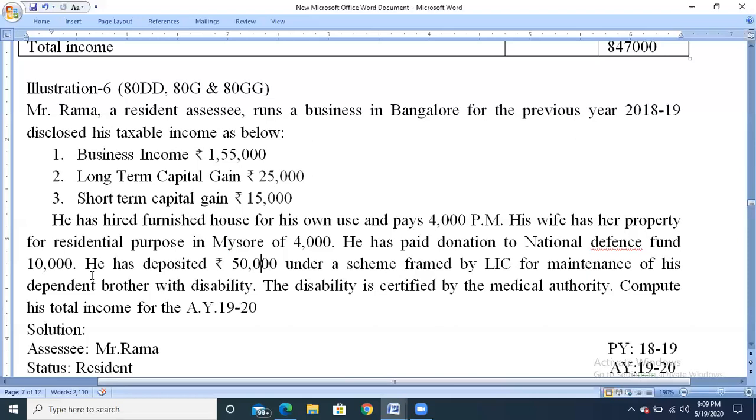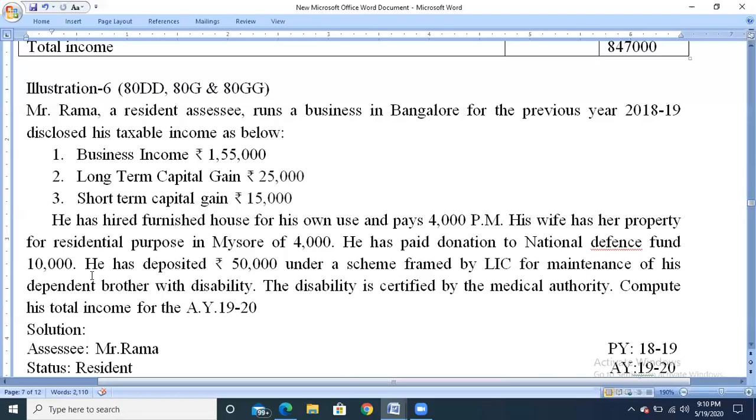One, 100% deduction without limit; 50% deduction without limit; 100% deduction with ceiling limit; and 50% deduction with ceiling limit. So 80G has been classified into 4 categories. The first category, 100% deduction, means any amount contributed by the assessee in the form of donation to any institutions can be claimed as deduction under section 80G.